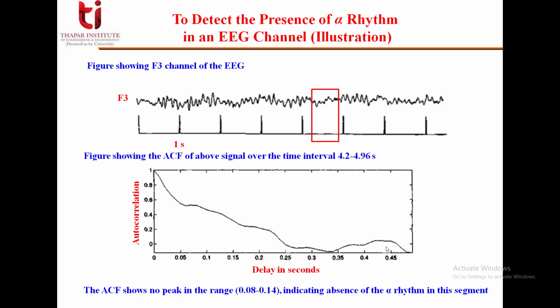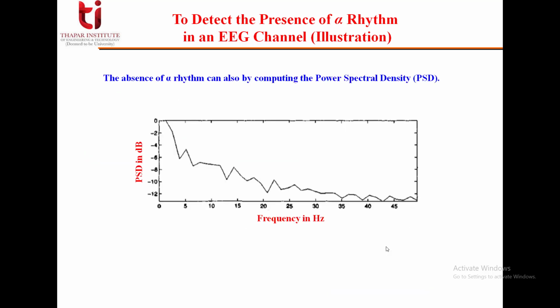So this was how we detect alpha rhythm in a particular channel of EEG. Again, you can see in terms of power spectral density, it is also showing that there is absence of alpha rhythm.